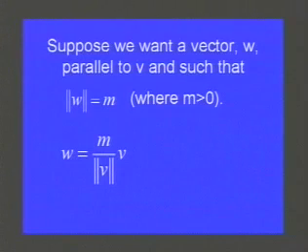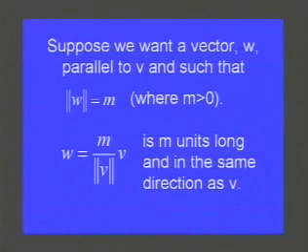Now you remember what we did before. To make it 1 unit long we divided by the length of v. Now to make it m units long, we want to multiply by m. So it's pretty simple, right? I want to divide by the length to make it 1 unit, and then multiply by m to make it m units. That's going to be m units long and in the same direction as v.